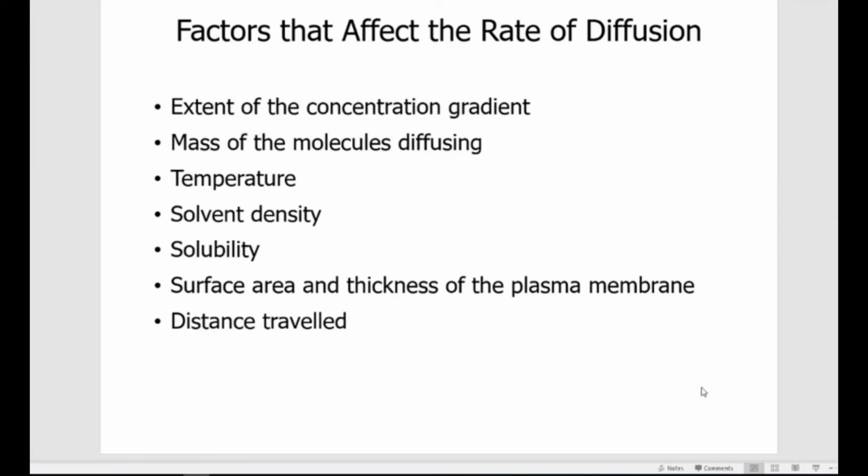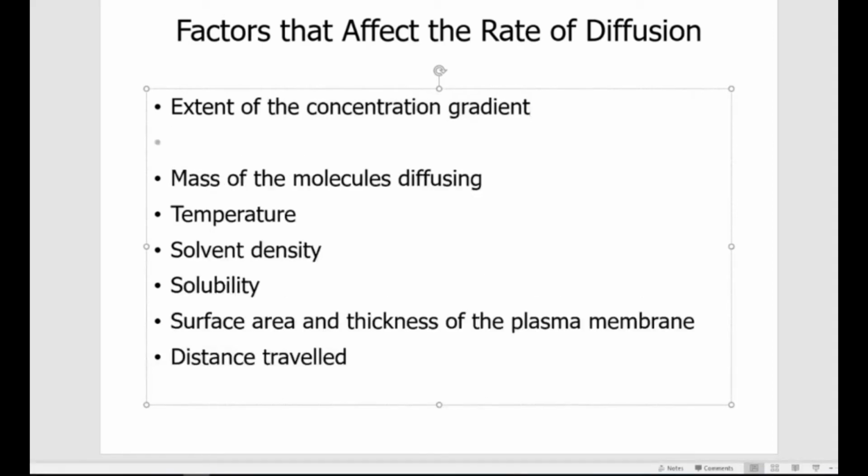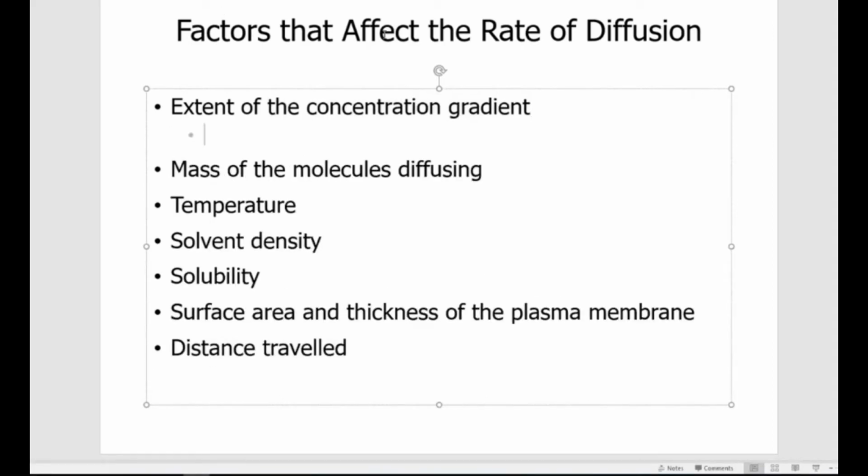Okay. Now, factors that affect the rate of diffusion: the extent of the concentration gradient. So the higher the concentration gradient is, meaning the difference is greater in those two areas, that's going to increase the rate of diffusion. Okay, so let me give you an example. All right, so I'm going to make up some numbers.